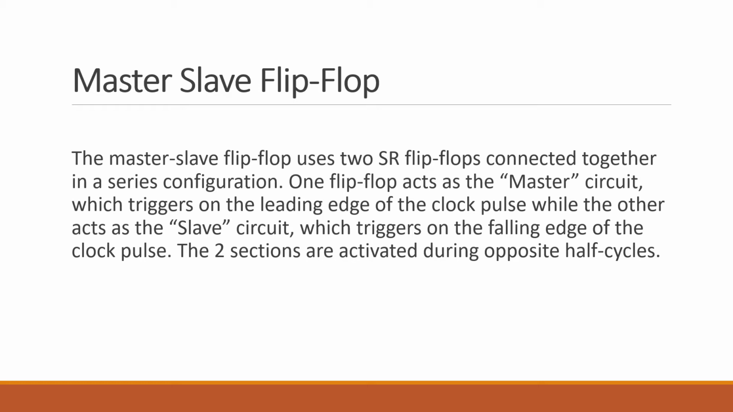A master-slave JK flip-flop eliminates all the timing problems by using two flip-flops connected together in a series configuration. One flip-flop acts as the master circuit, which triggers on the leading edge of the clock pulse, while the other acts as a slave circuit, which triggers on the falling edge of the clock pulse, that is when the clock pulse is 0.